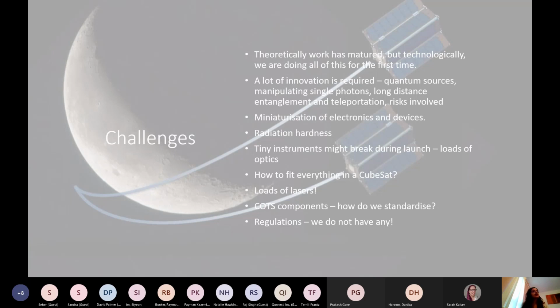And then we have to figure out how to actually fit everything in a tiny CubeSat, which has its own specifications. The manufacturer of the CubeSat has its own specifications, and the UK Space Agency also has its own specifications. And then we have to take a lot of lasers and play around with them, which is always a lot of fun. But the most important part is that we have a lot of commercial off-the-shelf components which we have bought, and how do we actually standardize them?